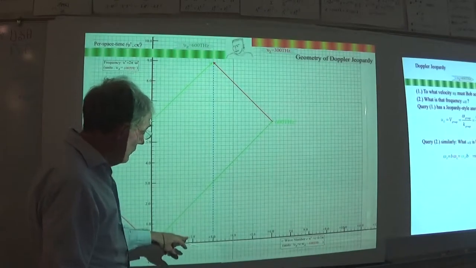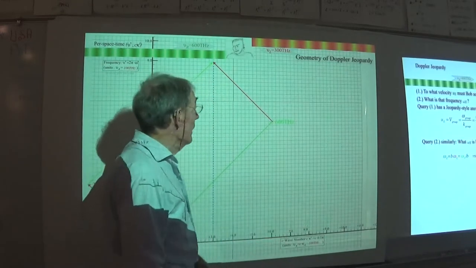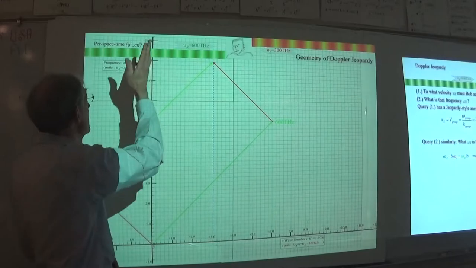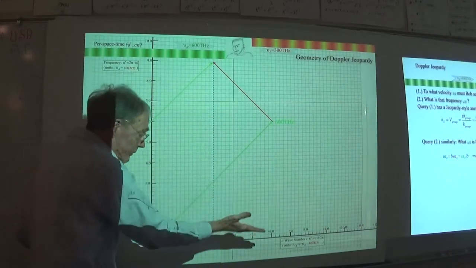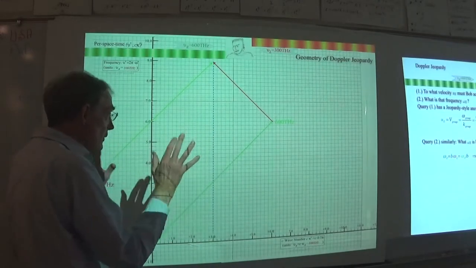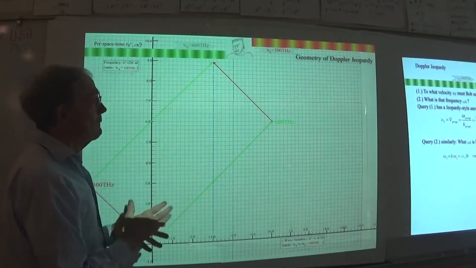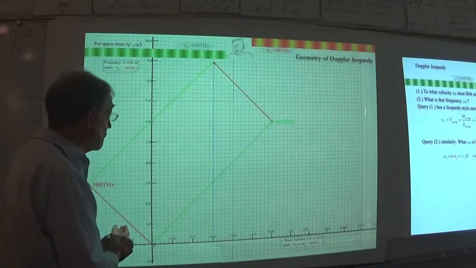So we're going 1, 2, 3, 4, 5, 6, and so on. And then we go up here, and that's just plain old frequency there. So this is per time versus per space. This is the inverse relativity playground, if you will.